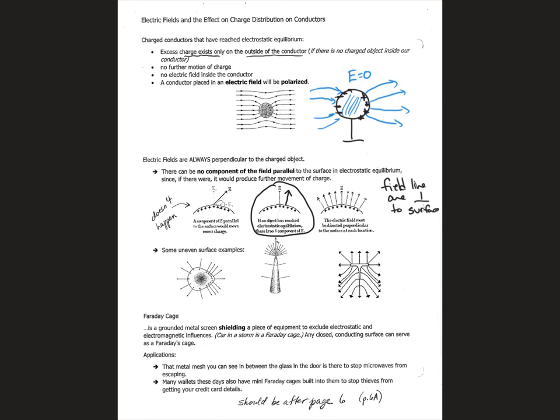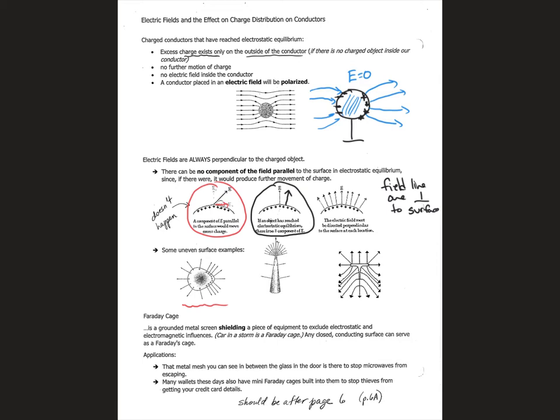Now, what if it's an uneven surface or an irregular shape? Again, I just want to make sure you're clear: the reason why this doesn't occur is because the E field would have a parallel component, and that just can't happen. So here are some uneven surfaces, and this explains some of the things that we might have seen in class. The curvature or the shape of the surface of the metal conductor has a great deal to do with the strength of the E field.